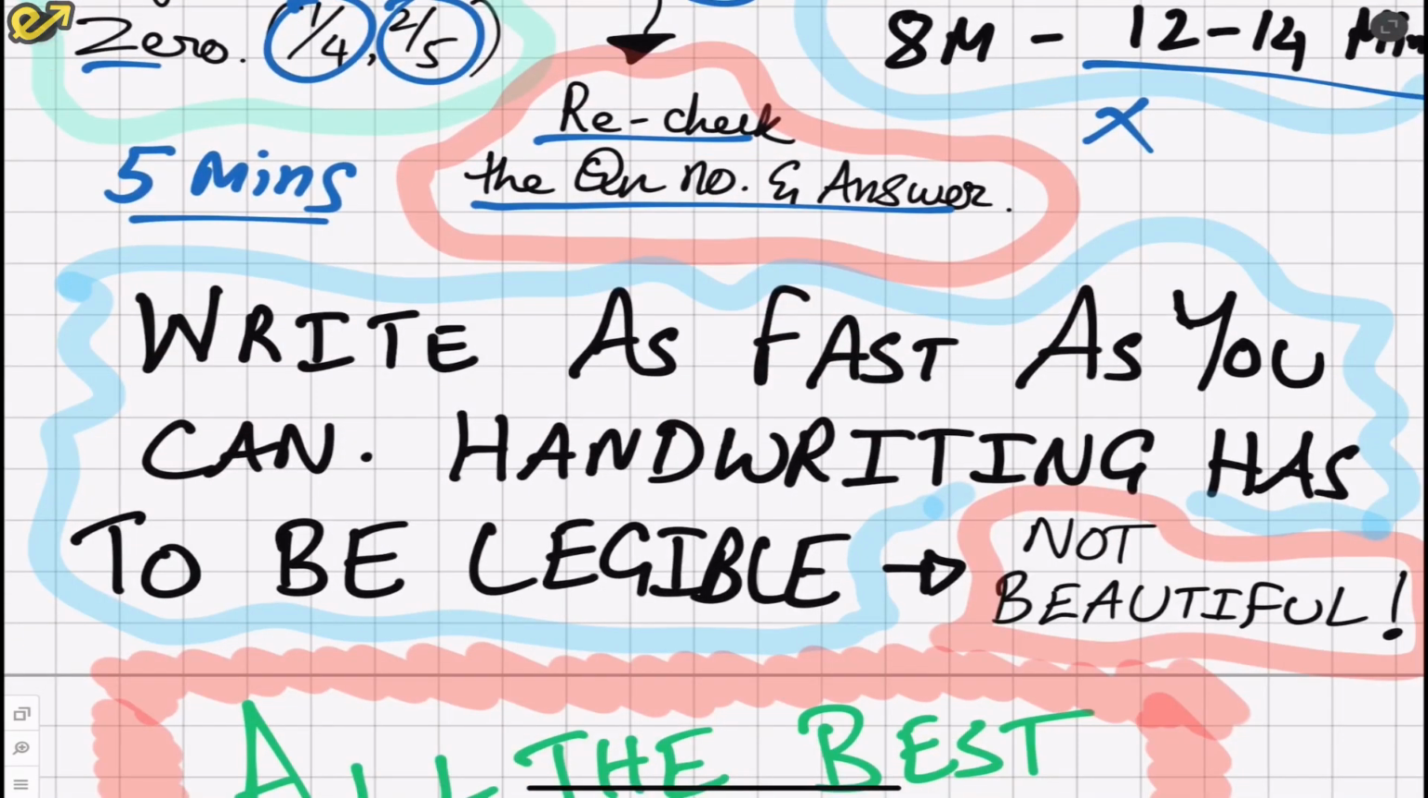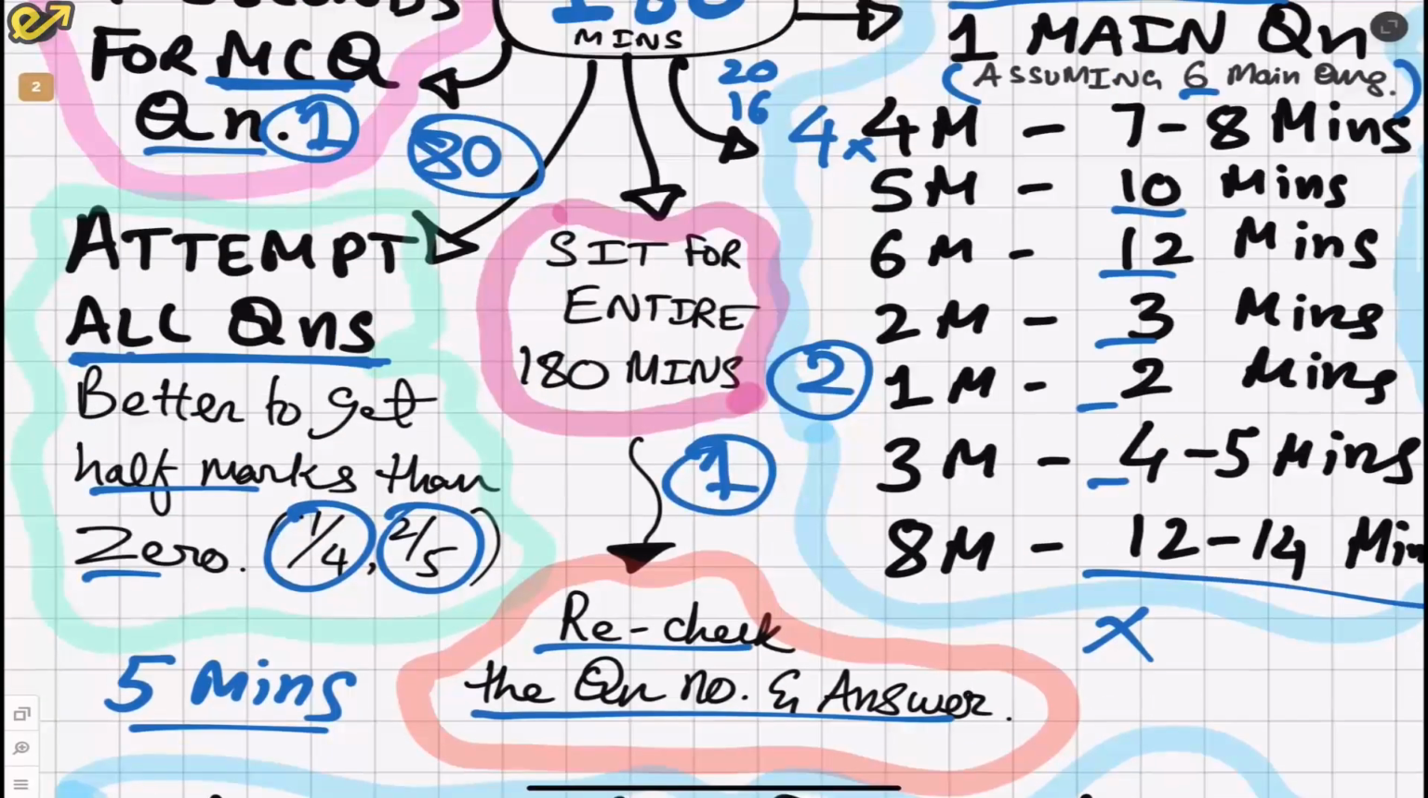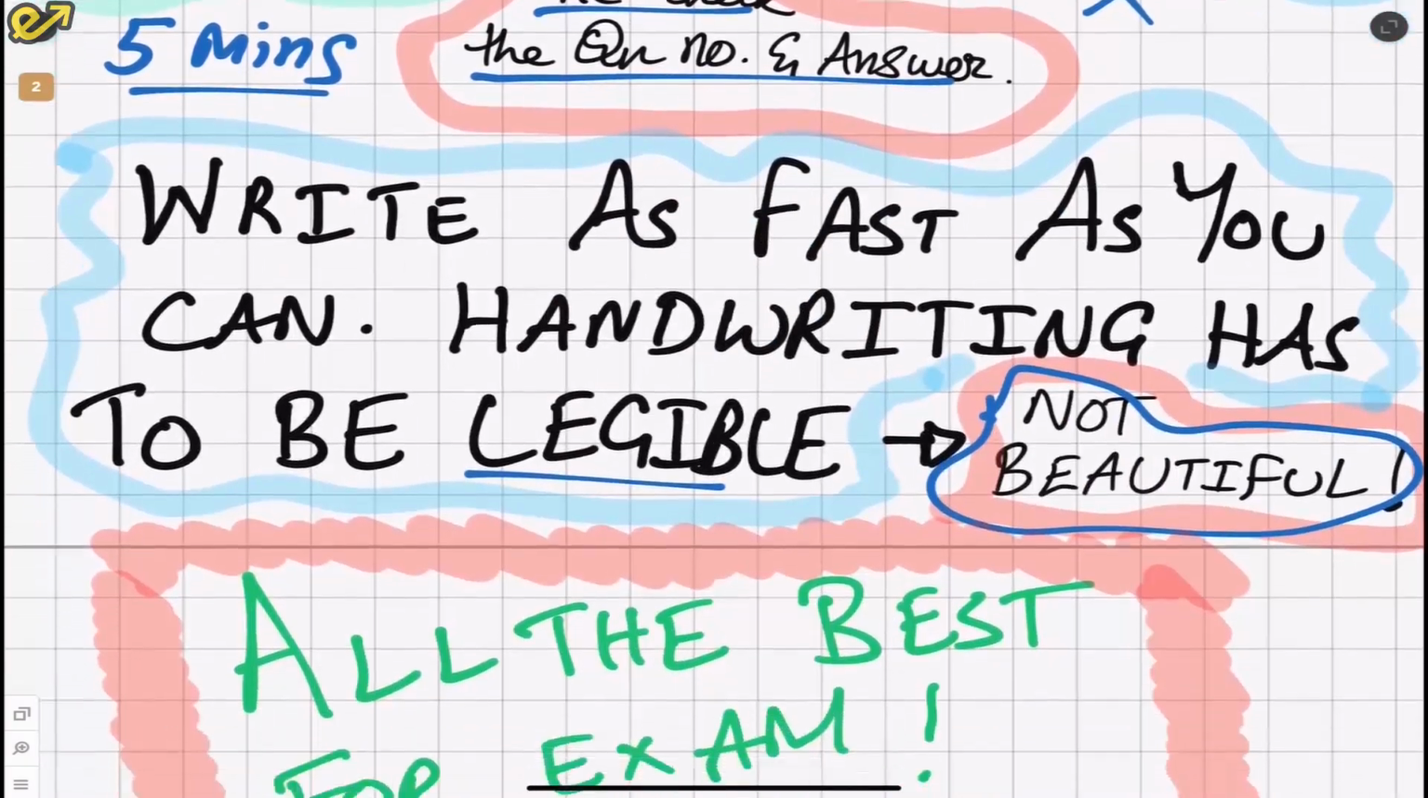And in a theory paper or practical paper, write as fast as you can. Handwriting has to be legible, not beautiful. Please don't worry if your handwriting is not good. You see, my handwriting is not so good, but I have passed CS.